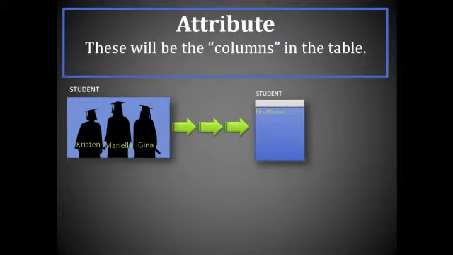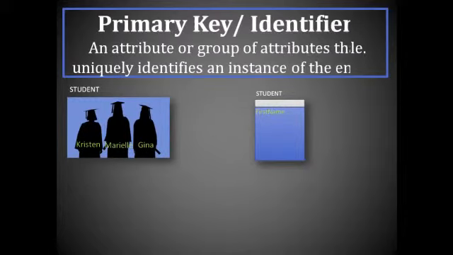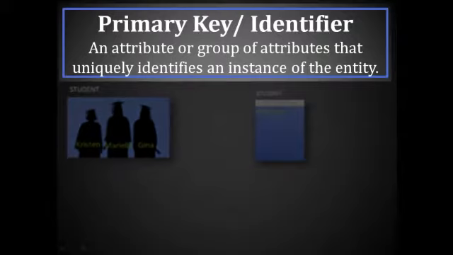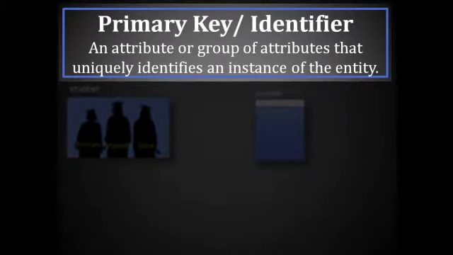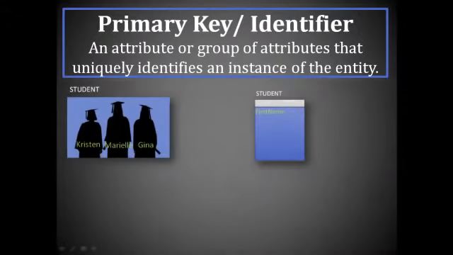That makes sense. Good, because that brings us to the next part, primary keys. A primary key is an attribute or group of attributes that uniquely identifies an instance of the entity. Slow down. It's an attribute that identifies what?